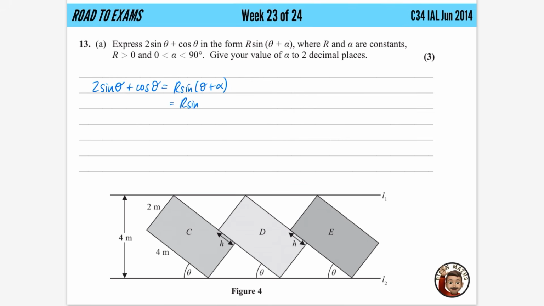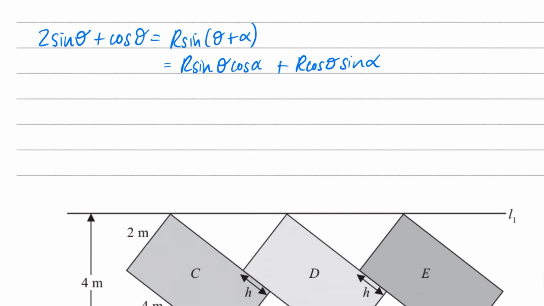So we are doing 2 sine theta plus cos theta in the form r sine theta plus alpha. When you do the expansion, this is going to be r sine theta cos alpha plus r cos theta sine alpha. By doing the comparison, we can see that sine theta is next to a 2, which means r cos alpha must be 2. The coefficient of cos theta is 1, which must mean that r sine alpha must be equal to 1.